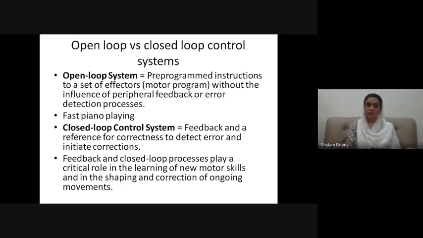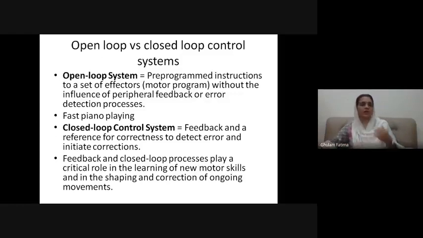Coming to the closed loop system, both of these systems are very important. In certain situations we need an open loop system, and in certain situations we need a closed loop system. In a closed loop control system, feedback and a reference of correctness are very important. Whenever you are learning a new skill, you need some kind of feedback, and you need to see whether you have performed it accurately or there are some problems in that. So in that case we need a closed loop system, where you need corrections and improvements in your performance.